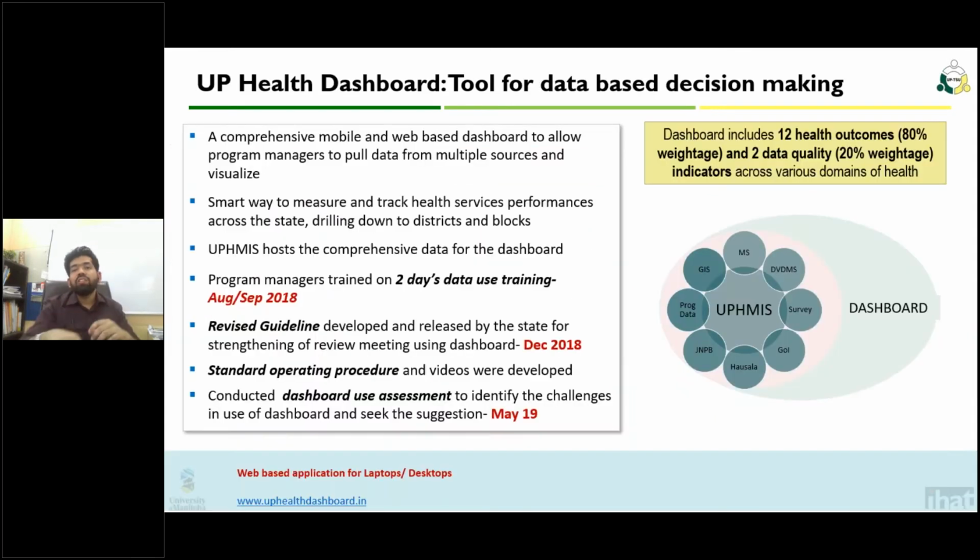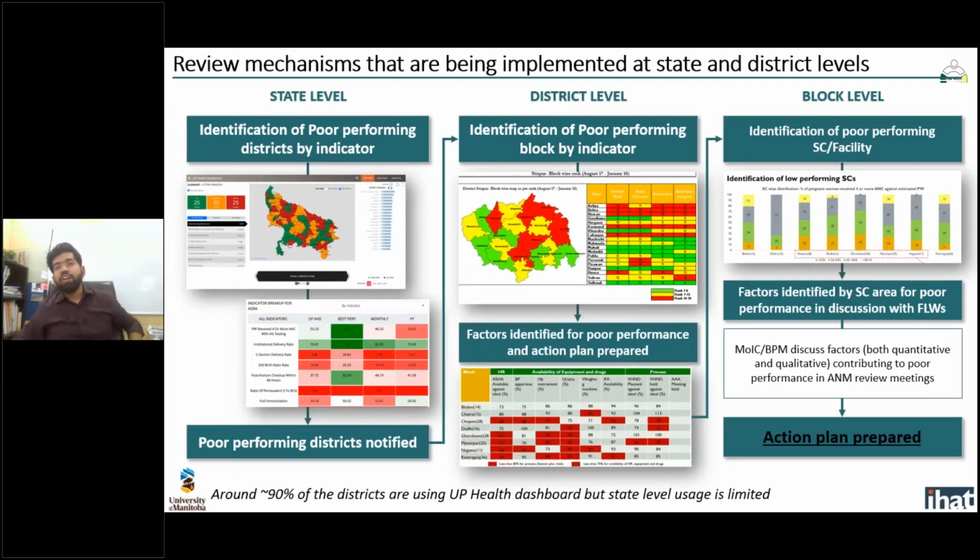So the dashboard, as I just discussed, has 14 indicators, and 2 indicators are actually from data quality, which is also important, so that people should not be able to manipulate the data. The moment they start manipulating, there will be an effect on their ranking. So this is a review mechanism that we have established and implemented at the state and district level.